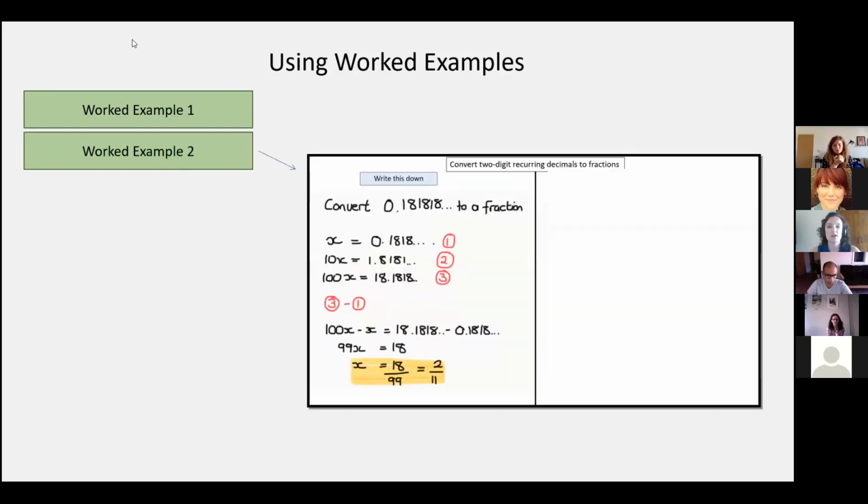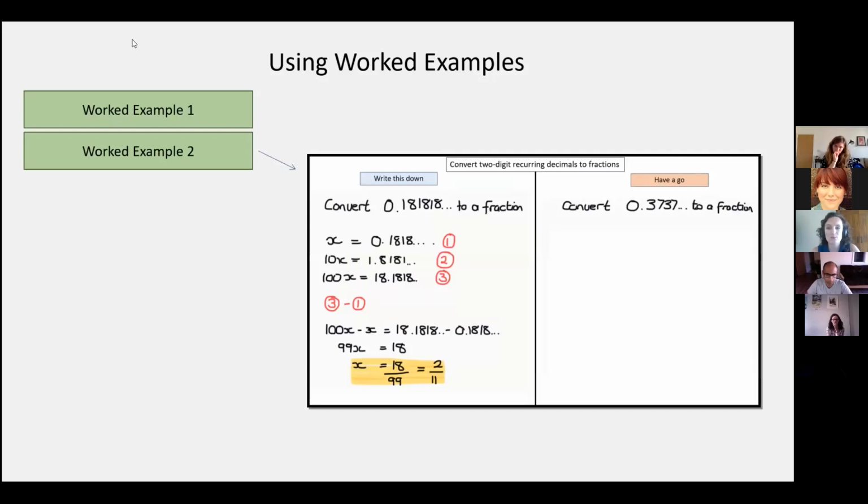So this would be 2 decimals recurring now. So worked example 2 is 1 decimal recurring. So this one's now 2 decimals recurring. And we talk through each step, revealing it as we go along or live modelling it as you go along. And then you ask the students to have a go. And then you reveal the answer the same way as we've always been doing.